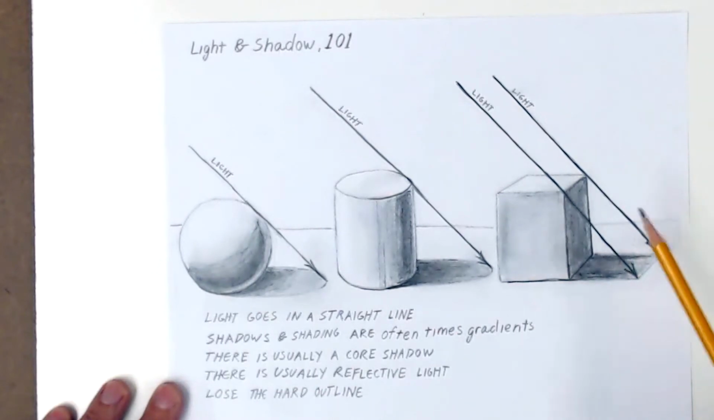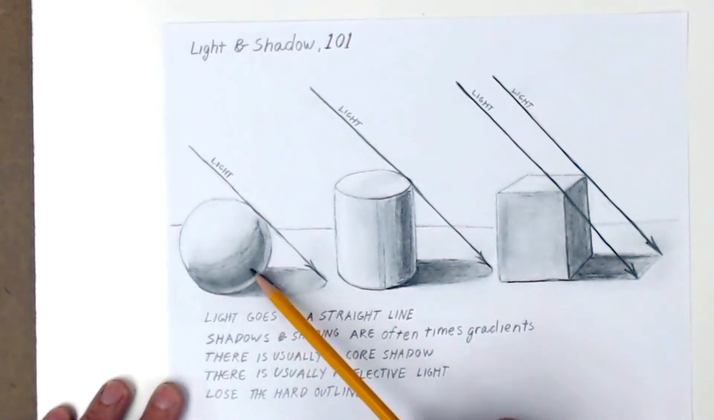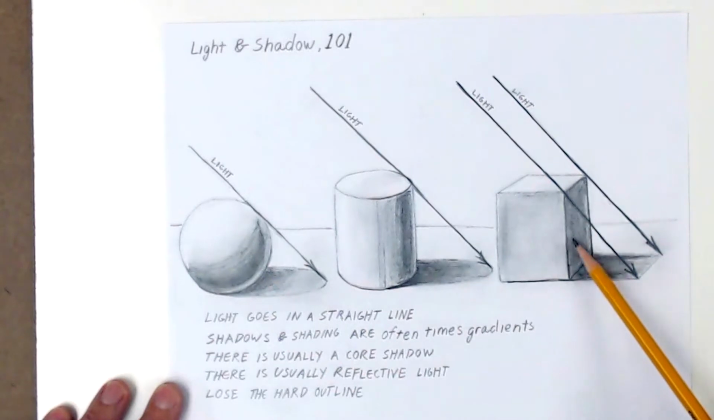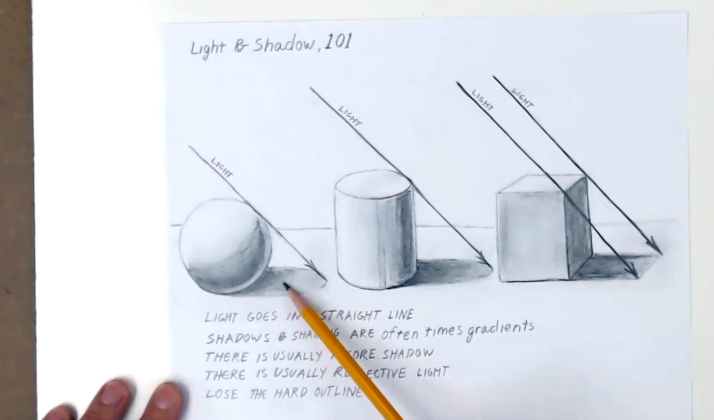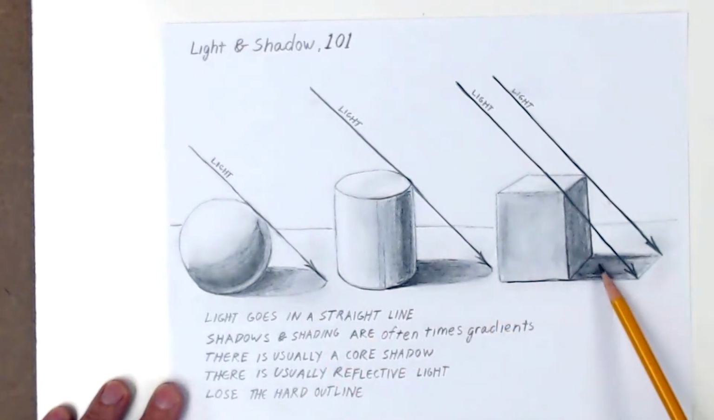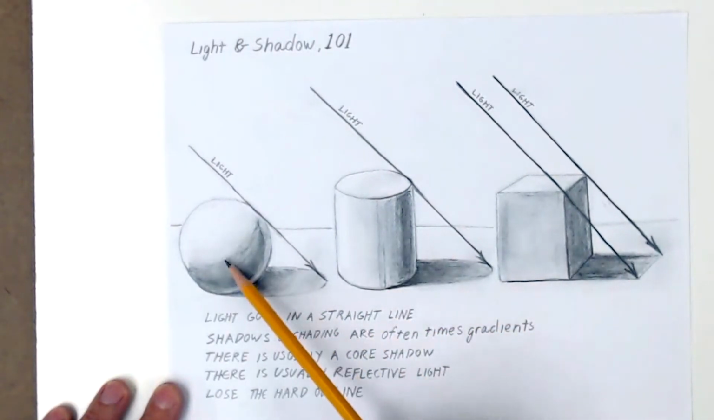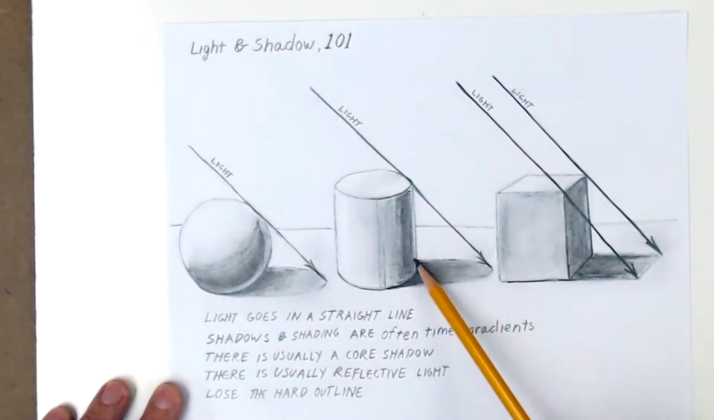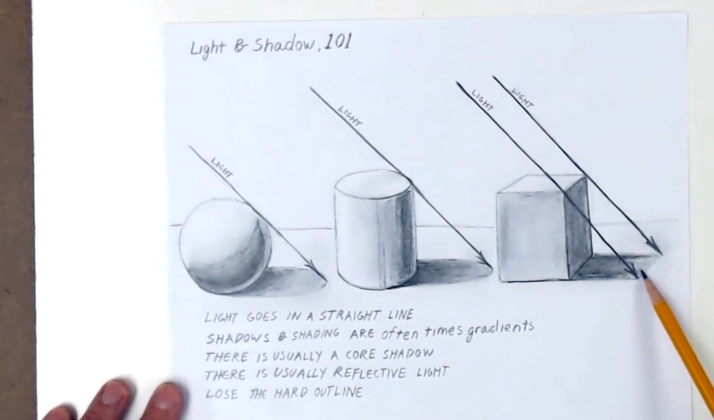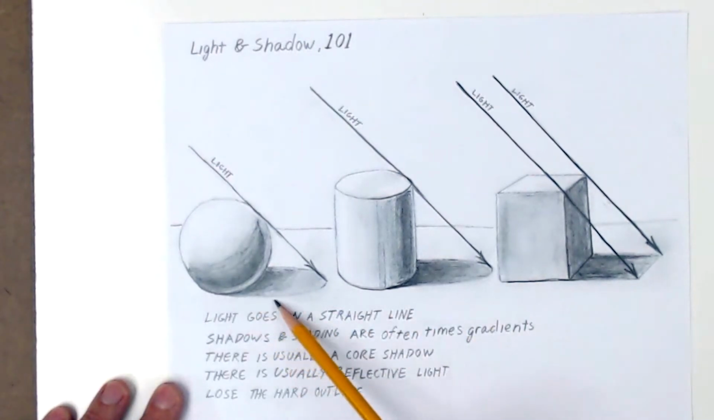So, in essence, you've got a core shadow, a darkest area, and then you've got these lighter areas where it's got a gradient, it moves out, moves out, moves out. But you also have a reflected light area. That's what really makes things three-dimensional. And usually the outline of the shadow is not super crisp.